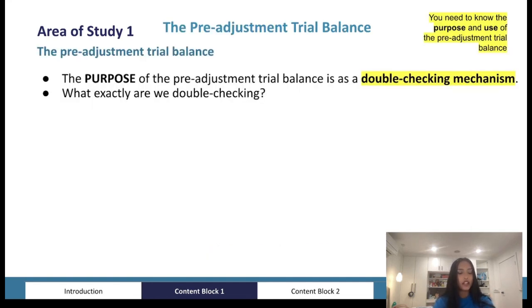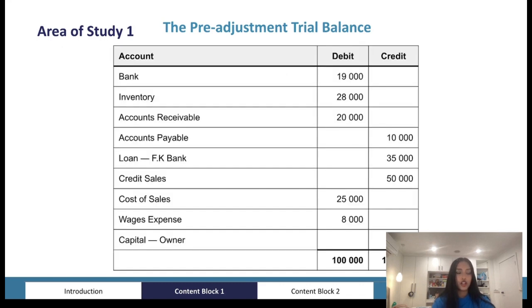Okay, it's also important that you know the purpose of the pre-adjustment trial balance. You can be asked this in a theory question. Basically, the reason why we prepare a pre-adjustment trial balance is to use it as a double-checking mechanism. Going back to our completed pre-adjustment trial balance, what we're double-checking is these totals. Like I said before, the totals have to match. So all debits must equal all credits, and so the debit and credit balances should match. If the totals don't match, then we have to check for and correct any mistakes or errors we might have made.